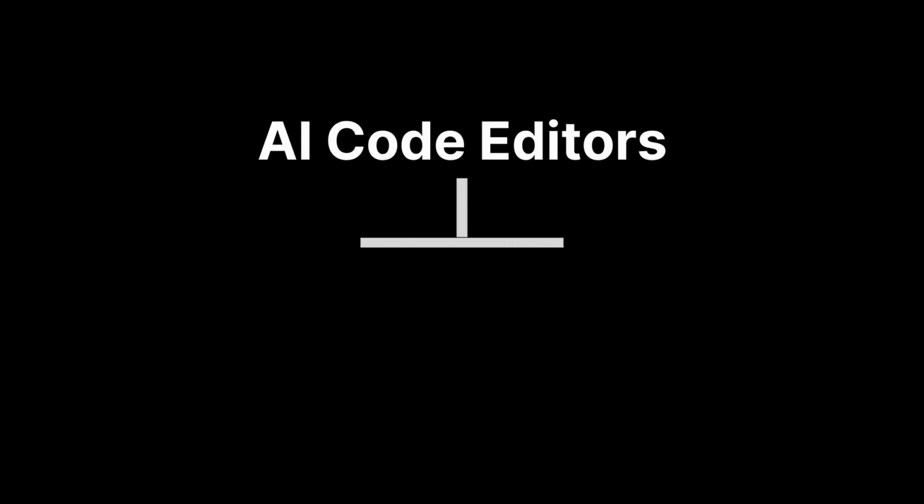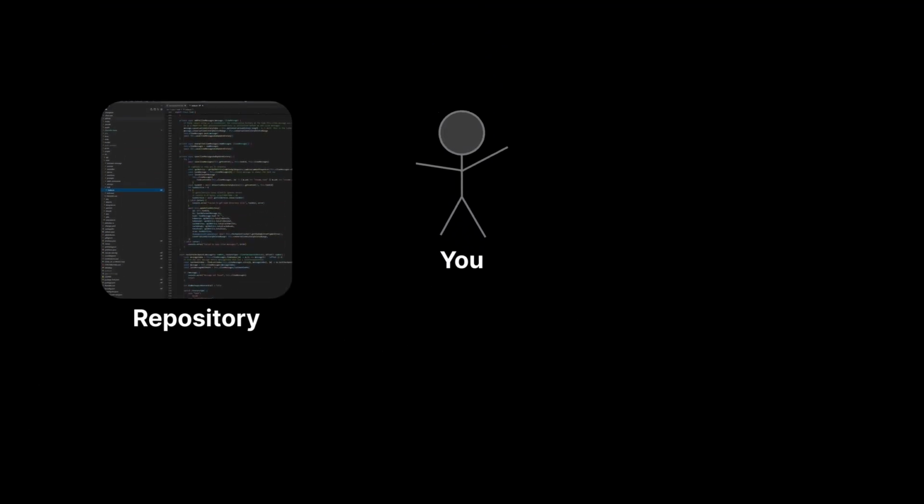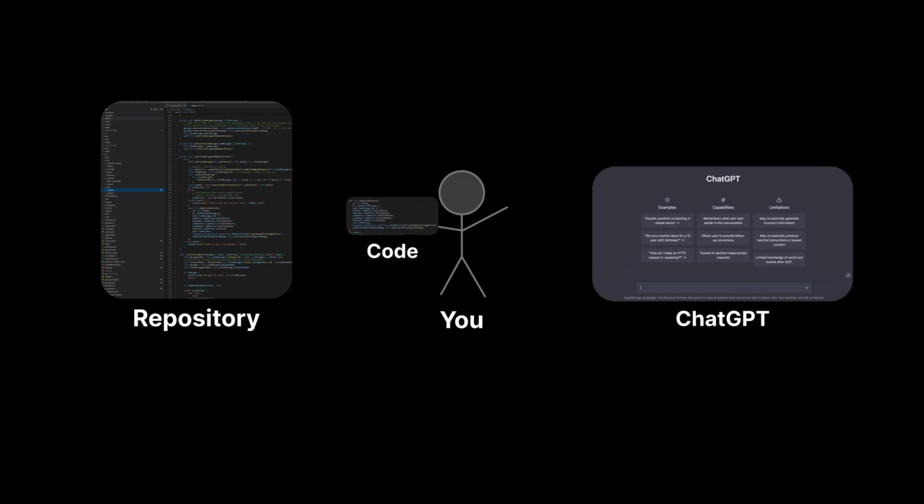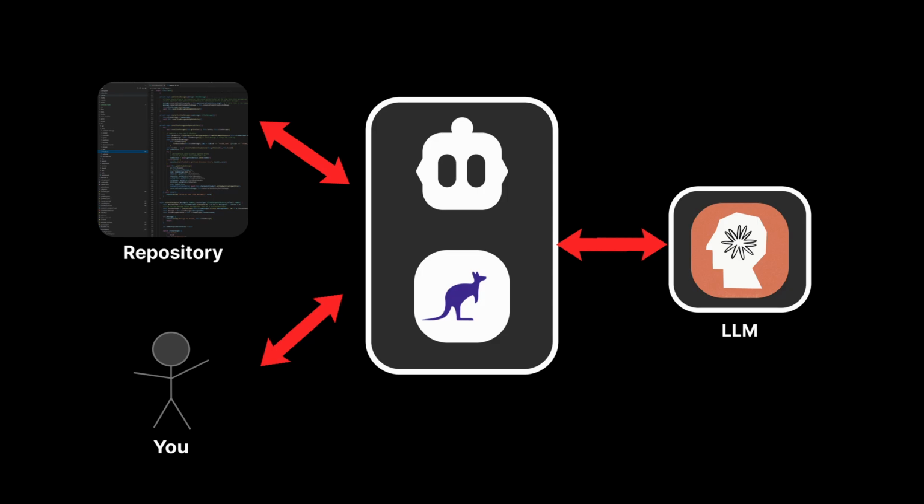To understand how AI code editors like Cline and Roo are different, let's do a quick review first. This is how most people used to code with AI. You copied and pasted a small portion of your code, and then ChatGPT responded with a finished code, and you manually pasted it back to your code base. Cline and Roo changed this process by essentially acting on your behalf to orchestrate this entire process.